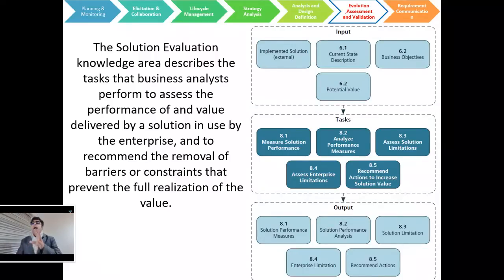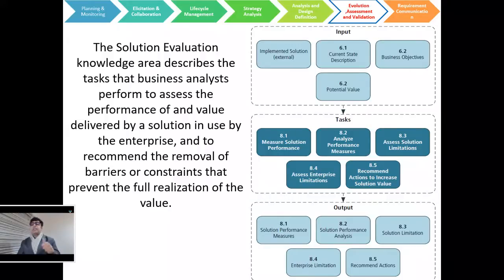So I can say in this part, the analyst performs assessment of the performance of and value delivered by a solution in use by the enterprise, and recommends the removal of barriers as well. So during the solutioning, designing, evaluation and assessment time, if I think there are some barriers or constraints where I need support from the stakeholders, then I have to raise the flag so that it can be sorted out. There are a total of 5 tasks a BA needs to perform here.